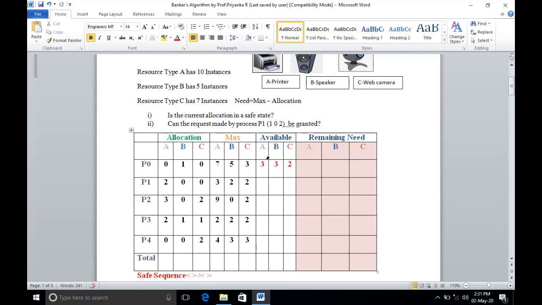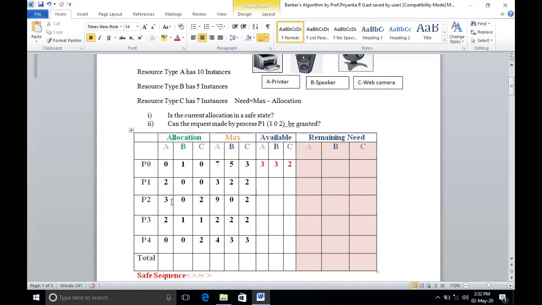If available is not given, we should know how to calculate it. So here let us first go with the calculation of the available if the data is not given. Let us add the instances of resource type A, which is the printer. We are adding P0, which has not been allocated any of the printer.